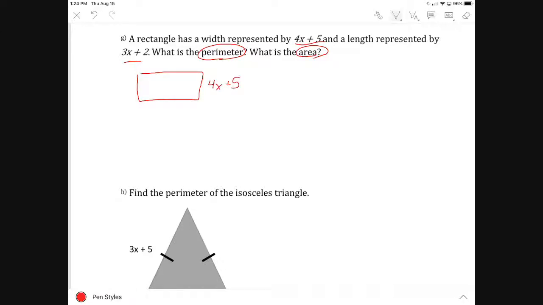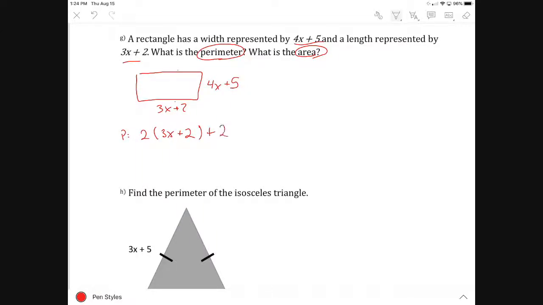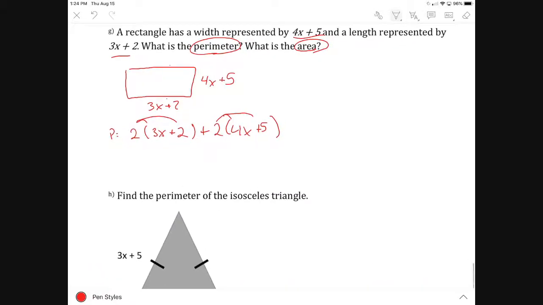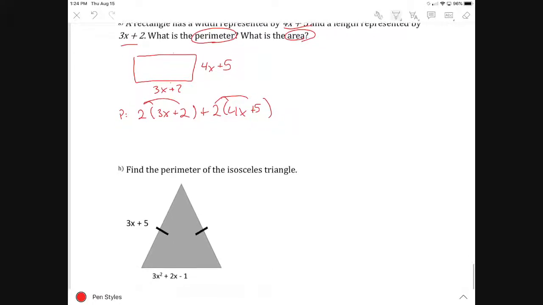So we have our 4x plus 5, 3x plus 2. So when we do our perimeter, we have to do it just as that. We're going to do 2 times 3x plus 2 plus 2 times 4x plus 5. So then we're going to just distribute. So we're going to put our 2 in. So it's going to give us 6x plus 4 plus 8x plus 10.